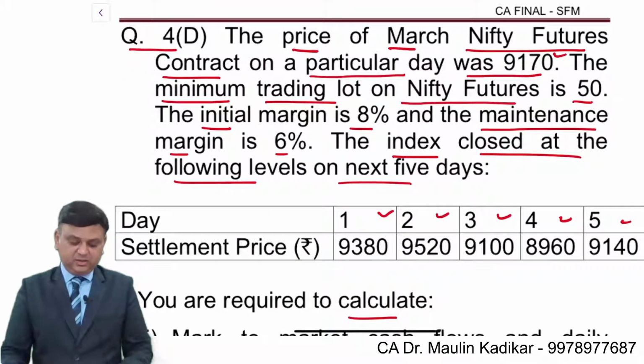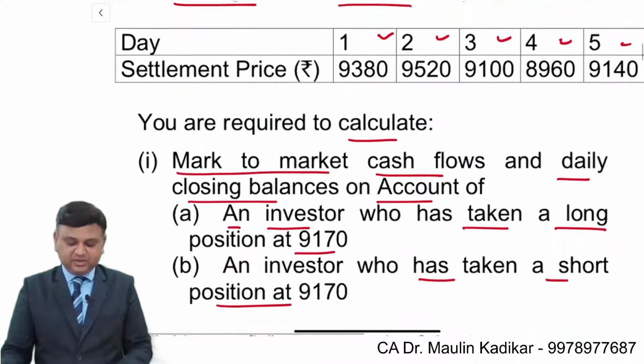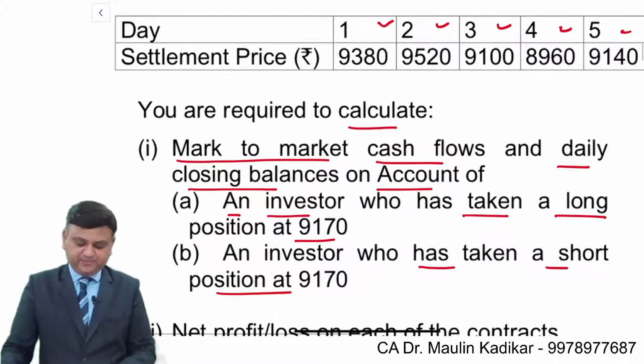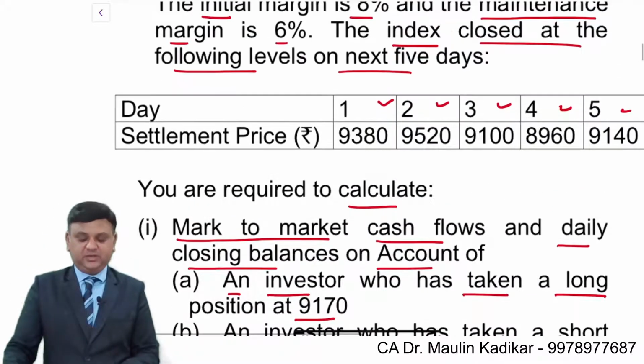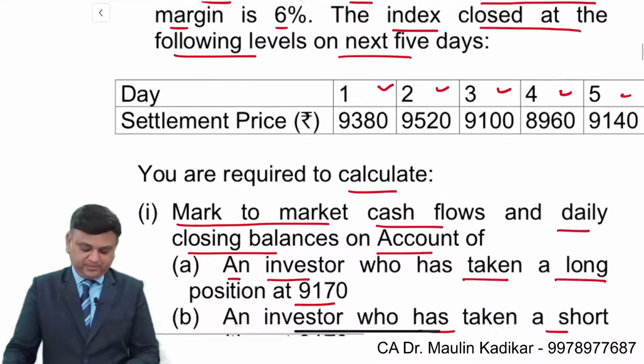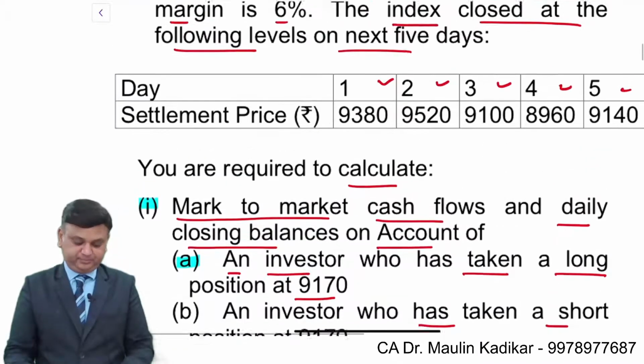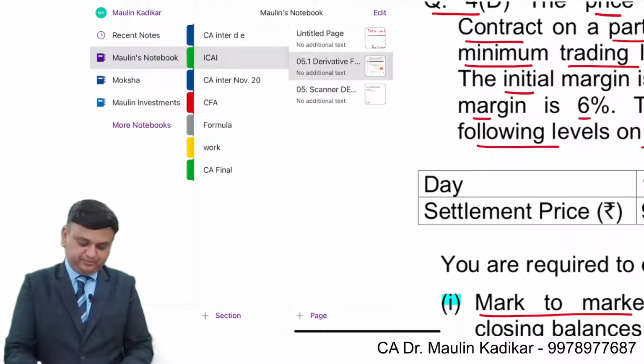Now friends, over here you can see that the question is providing the futures price 9170. The question is providing the lot size, that is 50. However, the number of contracts has not been provided to us. So we can just make an assumption for any number of contracts and answer. So let us assume that it is one futures contract in which the transaction is entered upon, and with that we will answer question number 4D.